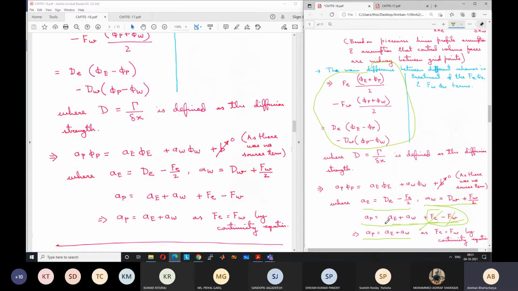It does not have any fundamental implication. AP equal to AE plus AW can ultimately be derived, and we will see that this is valid for all the other schemes also.